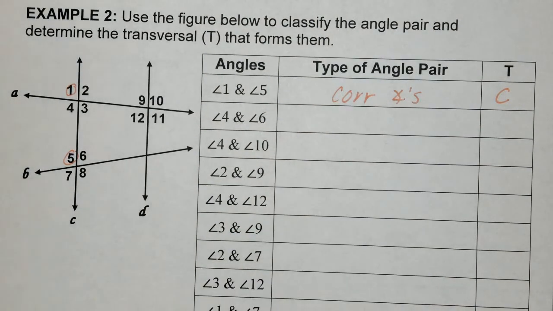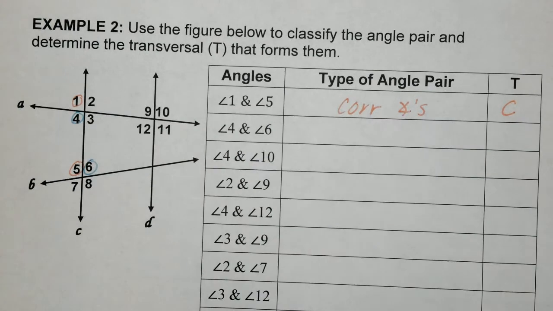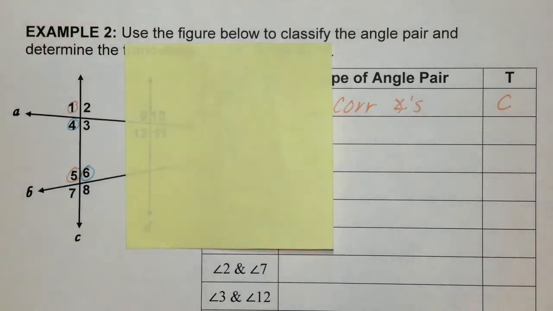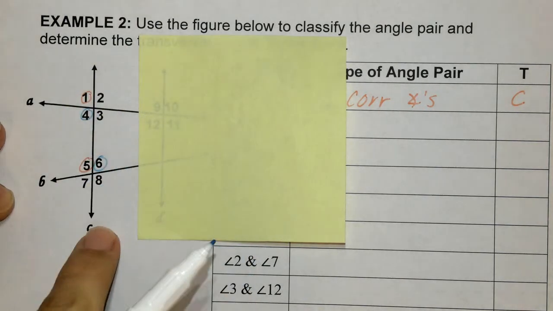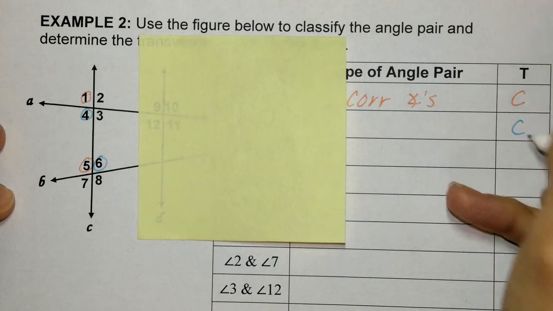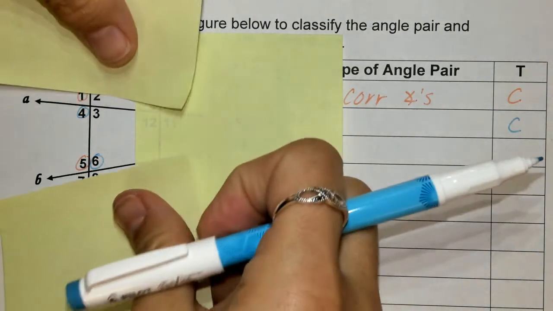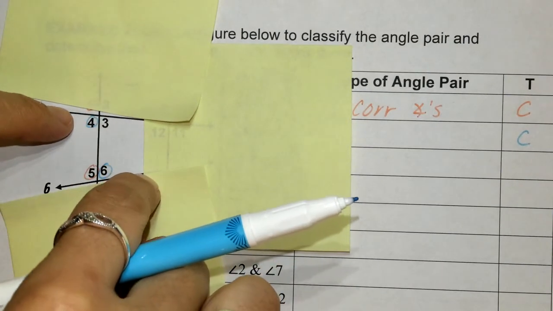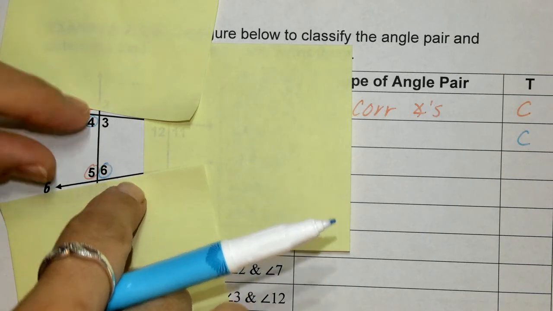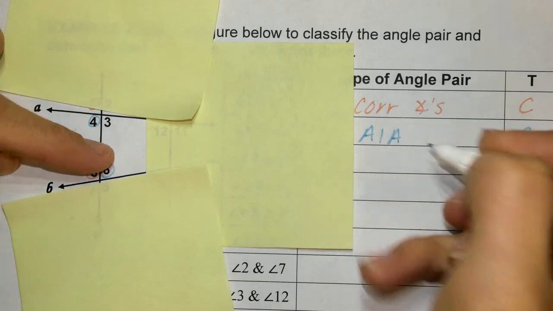Next, we're going to look at angle 4 and angle 6. Cover up any extra lines we don't need. Which line do both of these touch? The transversal. Line C again. So that's our transversal. We take a look and we see that both of these are on the inside and they're on opposite or alternate sides. So we have alternate interior angles. So I'm going to go ahead and abbreviate.